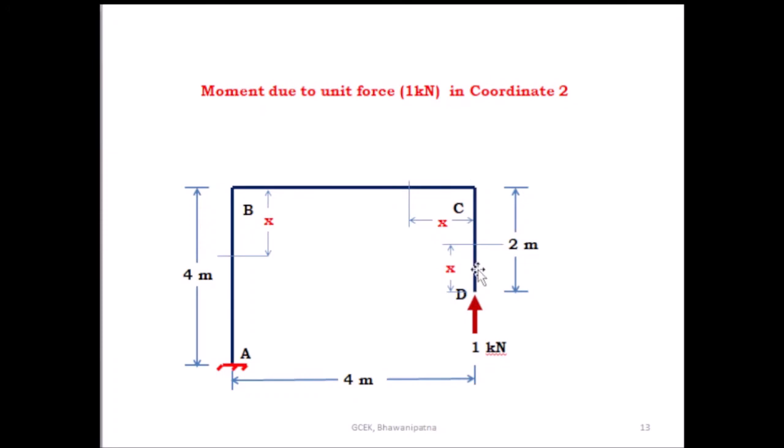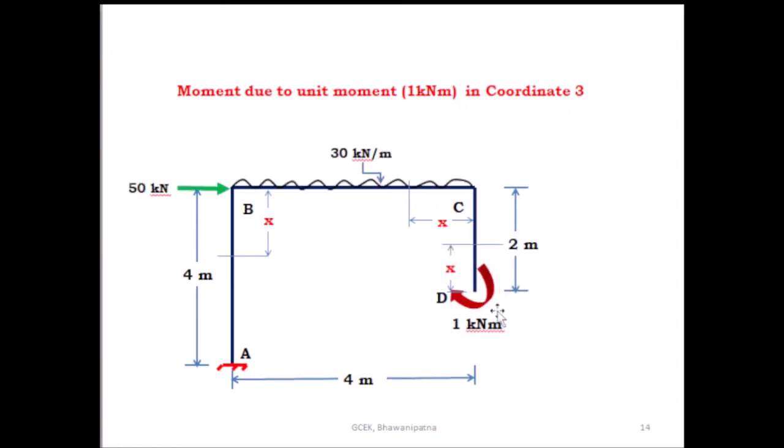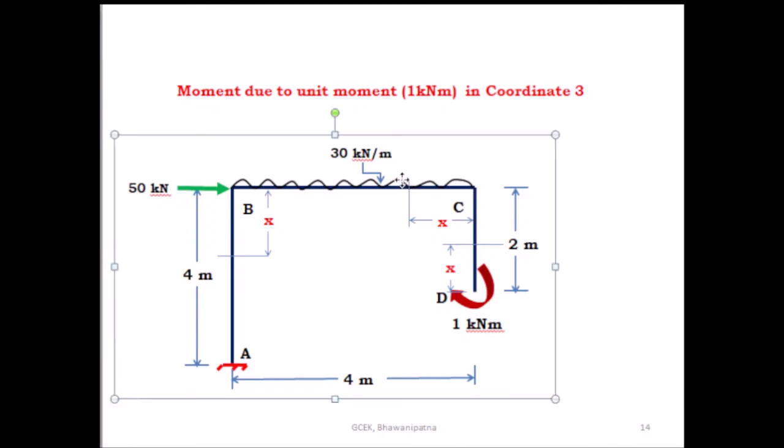So this is clear. Then what you have to do, apply unit moment at a point D and find out what is the moment here. Apply unit moment at a point D and find out what is the moment in span CD, BC and AB, and remove all the external forces.